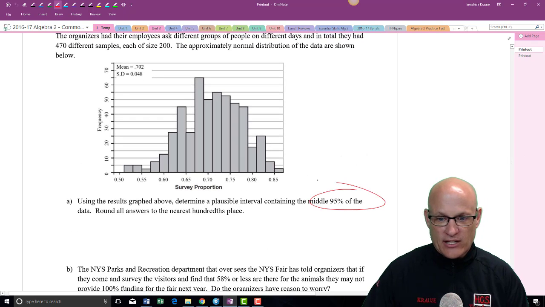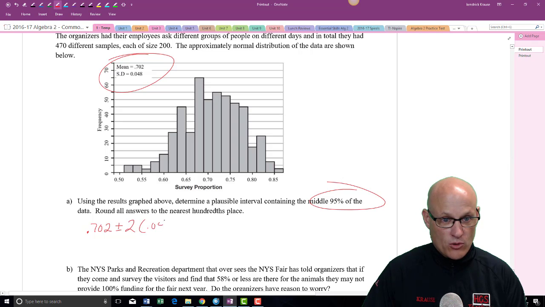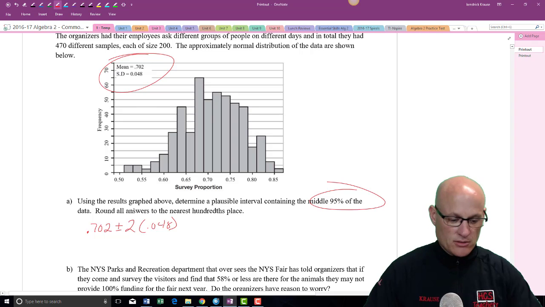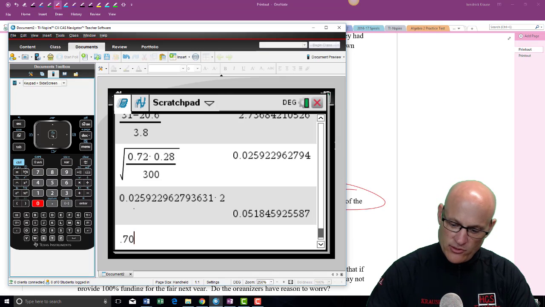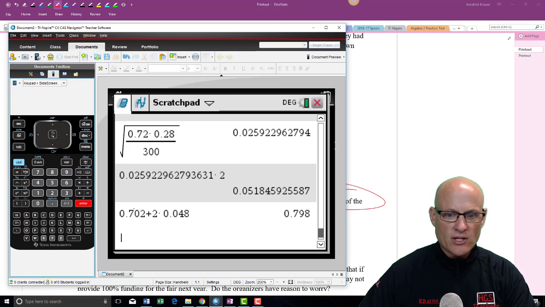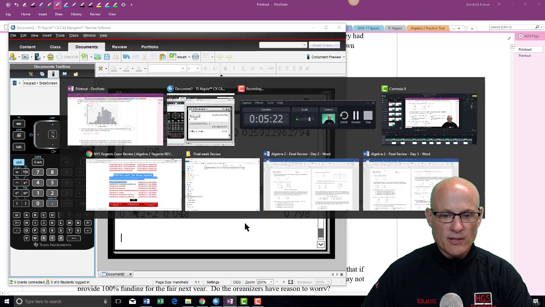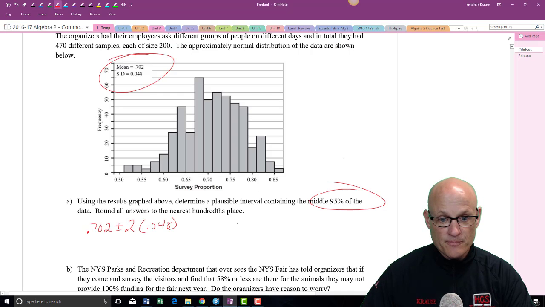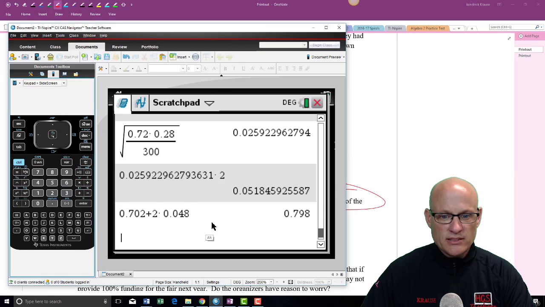Well, 95% again is 2 standard deviations, and they give all the information up there. So all we've got to do is 0.702 plus or minus 2 of the standard deviations, 0.048. So 0.702 plus 2 times 0.048. So the high end is what, hundredths place, right? 0.80. And this is 0.798.